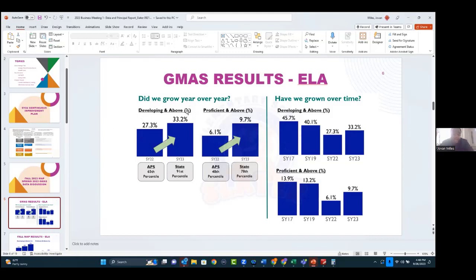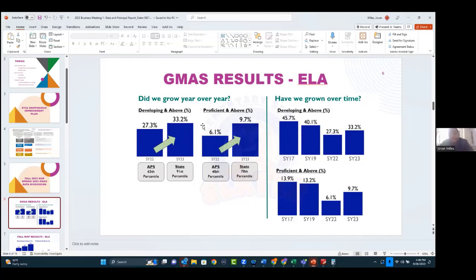For the developing and above bucket, SY22, again the first year out of the pandemic, to last year, we had 6 points in growth for the percentage of students developing and above. So we had positive movement, not as much as we wanted or would have hoped for, but there was some positive movement there. Our spring MAP data from last year actually had us trending higher than this 33.2%, at about 41% of students developing and above.